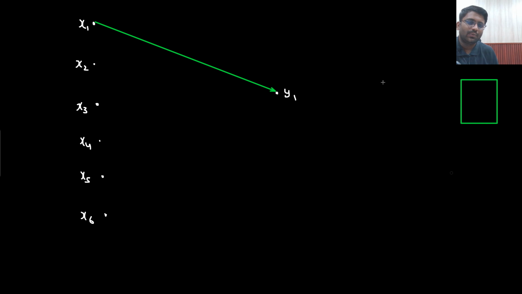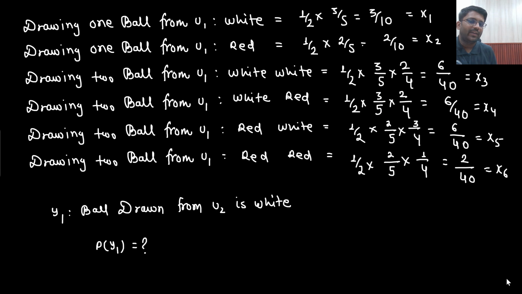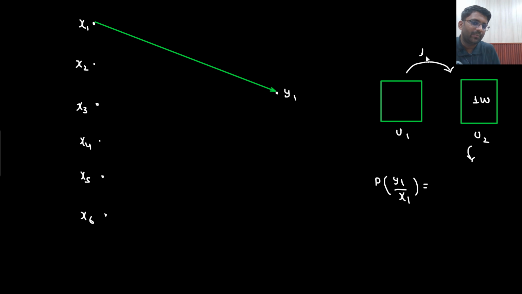this is your u1, this is your u2. In u2 initially there is one white ball. From here to here you are transferring. So what is y1 by x1? Probability of y1 by x1: the probability of drawing a white ball given that one white ball is transferred. So from here one white ball is transferred. Now here how many white balls will you have? 2 white balls. Out of them how many are white? 2 of them are white. So this probability will be 1.